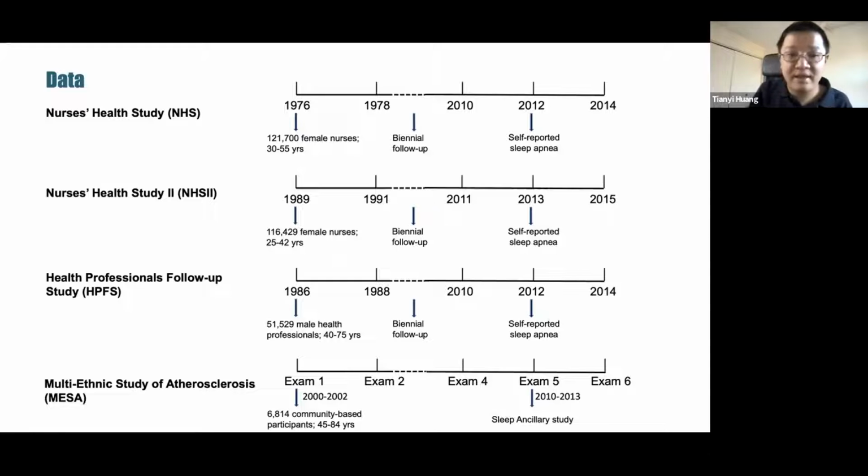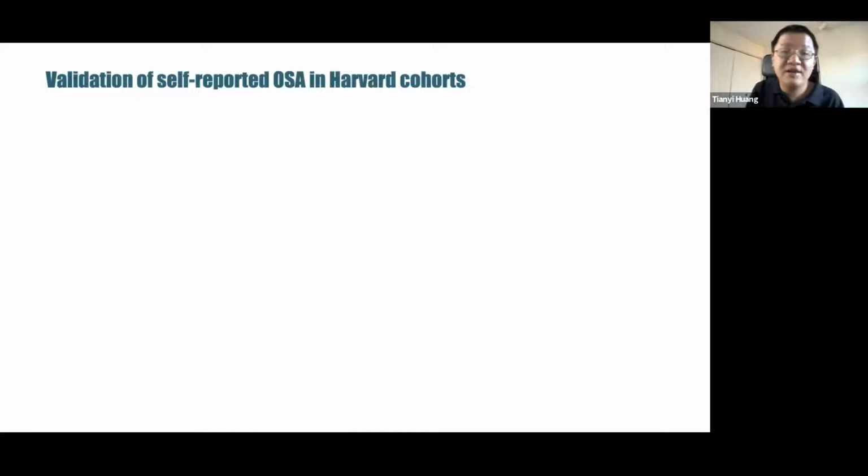I think these 4 cohorts complement each other. The first 3 Harvard cohorts provide large sample sizes, although the sleep apnea is not very accurately characterized. In MESA, although the sample size is more limited, it has very detailed phenotyped sleep apnea. Another challenge for studying sleep apnea in the Harvard cohorts is that although we have self-reported OSA diagnosis, no investigator had used those data before. So I'm the first one to study sleep apnea in this cohort.